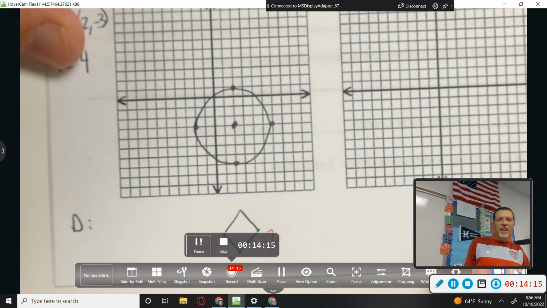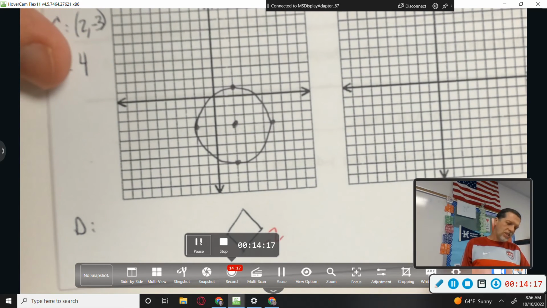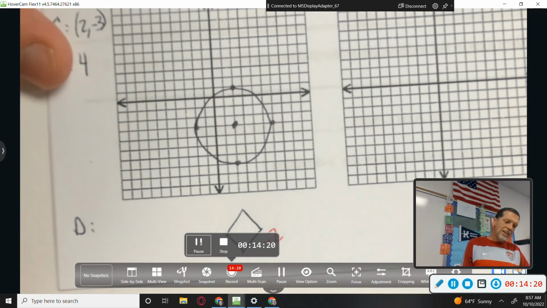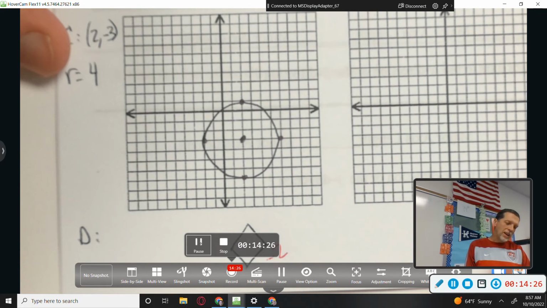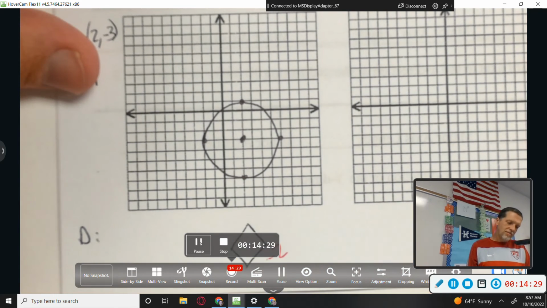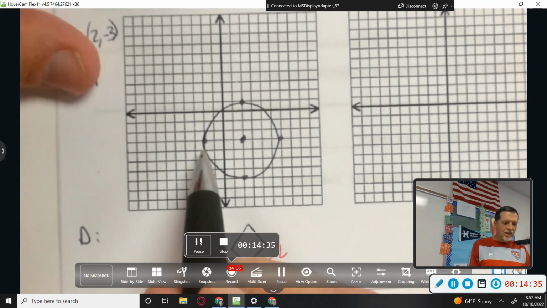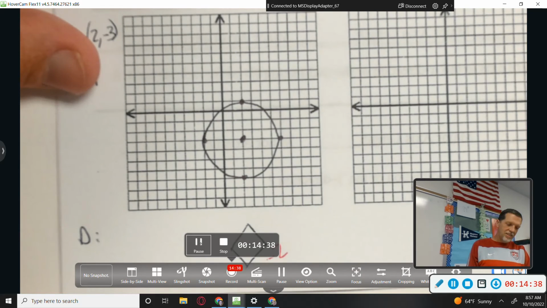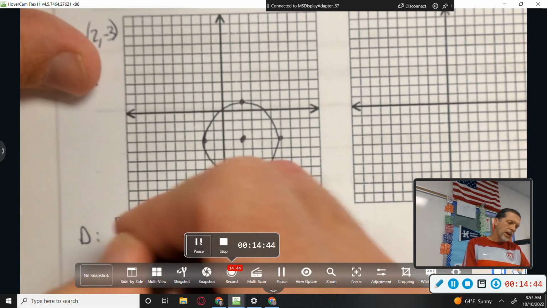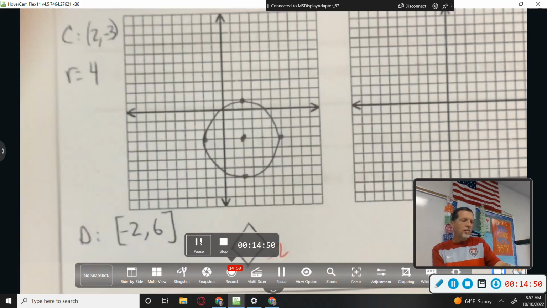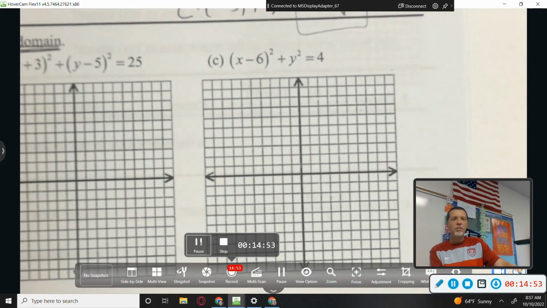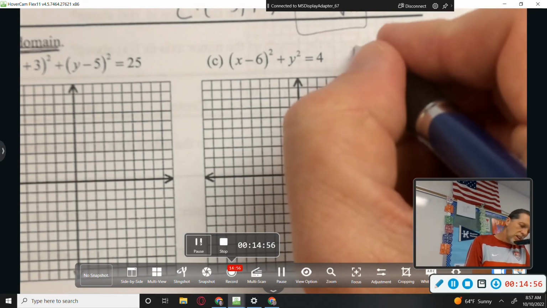Okay, domain, that would be the x values. And I don't think I want to pull up popsicle stick. We haven't done a domain question in a while. Somebody want to tell me what the domain is for that circle? Left to right. What x values does it cover? -2 to 6. Parentheses or brackets? Brackets, because we want to include -2 and 6. All right, let's skip B because it's the same stuff and the graphic is not too hard. Let's go to C.